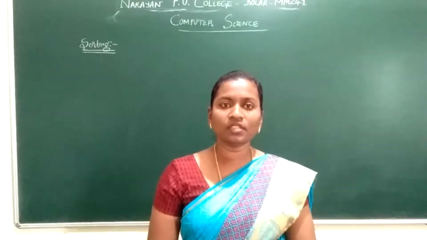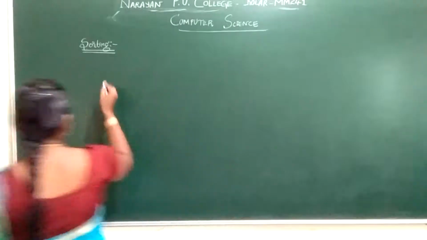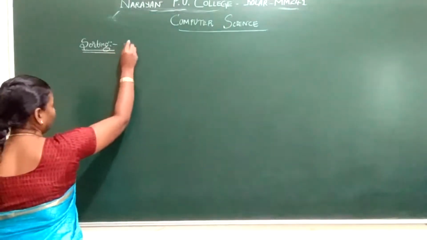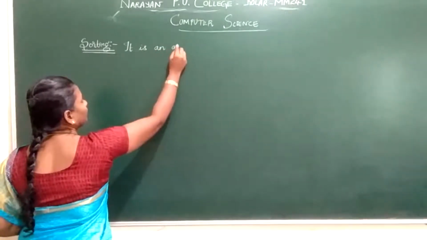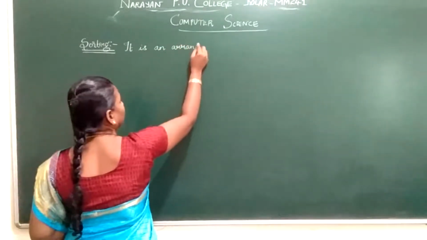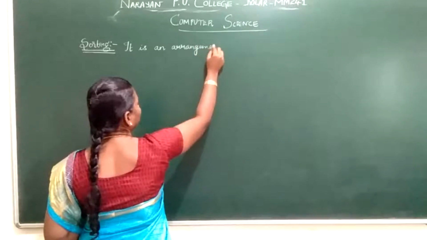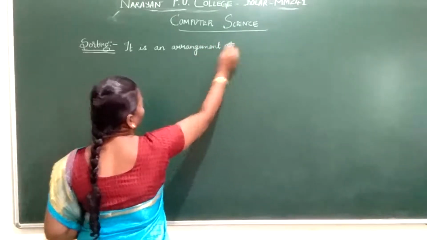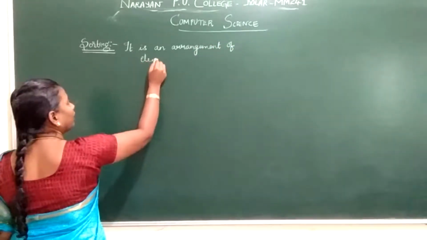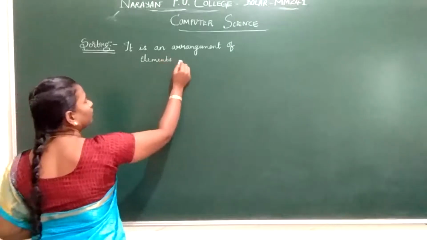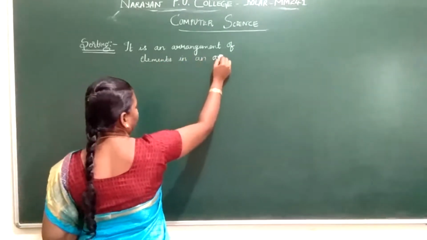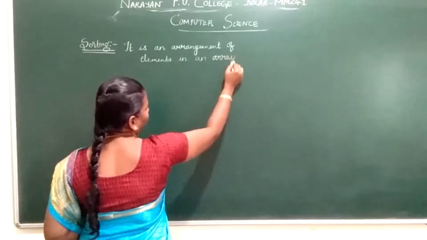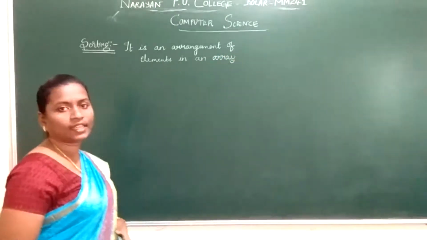So what I have discussed is the definition of sorting. What is sorting? Sorting is the arrangement of elements or items in an array. Preferably here we arrange it in ascending order.